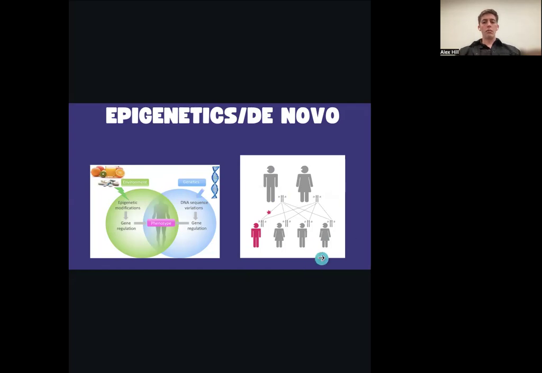And then de novo means that a trait popped up, mutated in a child that doesn't show in either parent. So it's non-inherited. It's new. So novo is new. So it's a new mutation.